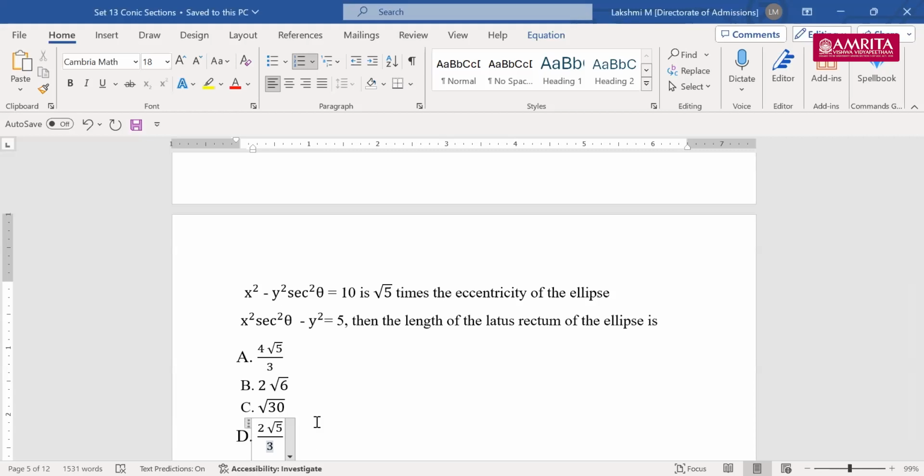Someone has given me option A, which is 4 root 5 by 3. I want both of you to just revisit and check the question, because it's just similar. Is it 4 root 5 or 2 root 5? That is something you need to confirm. I hope you're just solving this.